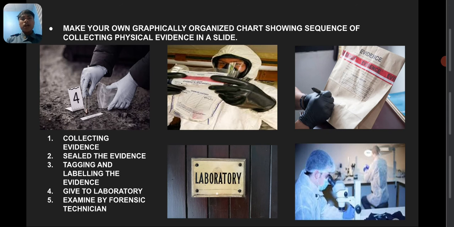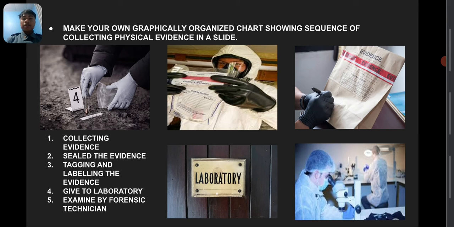Make your own graphically organized chart showing the sequence of collecting physical evidence. So, gumawa po ako ng sarili. Ito po yung aking una. So, collecting evidence. And, syempre, ipa-photograph po natin yan after collecting. And second, seal the evidence. And third, tagging and labeling the evidence. And fourth, give to the laboratory.